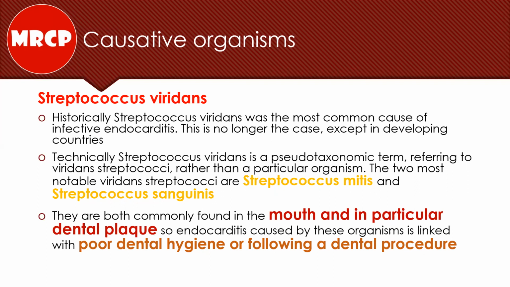One is a Streptococcus mitis and the other is a Streptococcus sanguinis. So what is the importance of these, or what is their significance for us? Streptococcus viridans, including both the Streptococcus mitis and the Streptococcus sanguinis, both of them are present in the mouth. Both of them are related to dental problems. Both of them can complicate any dental procedure and lead to infective endocarditis.